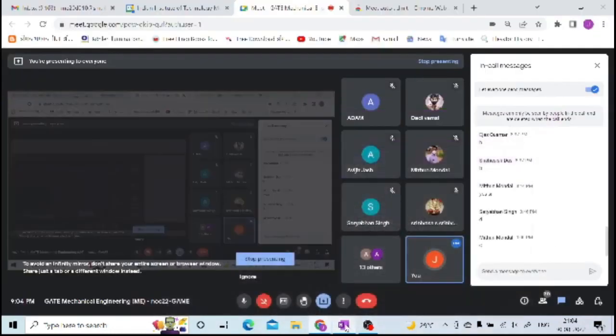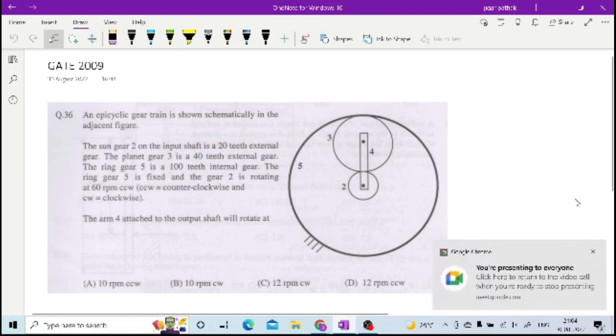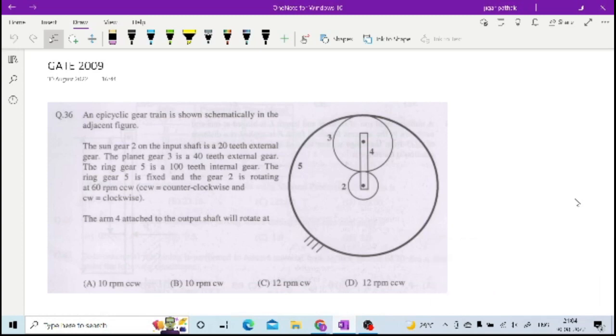Hello? Yes sir. Yes, please try this one. Okay, go ahead. Sir, I don't know how to make a table, sir. Will you help me? In that case I can give you a little bit of hint.